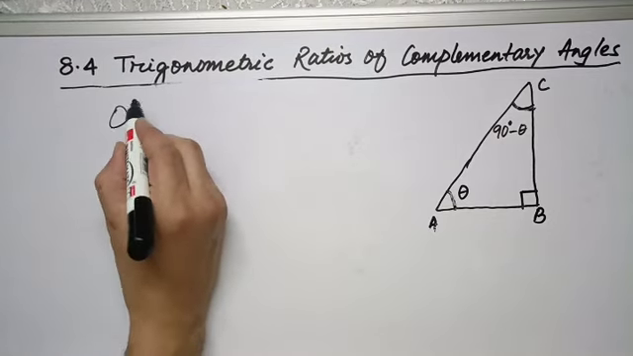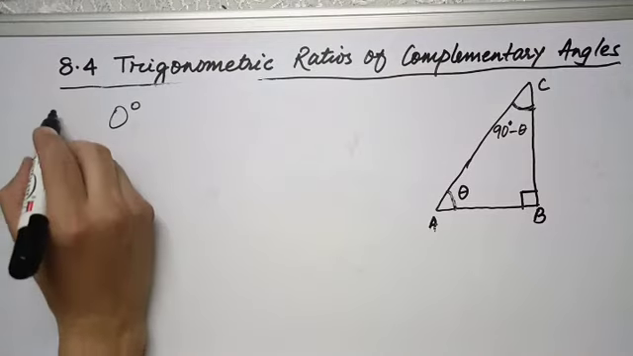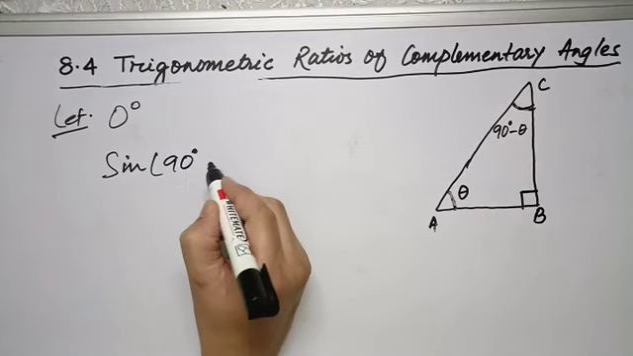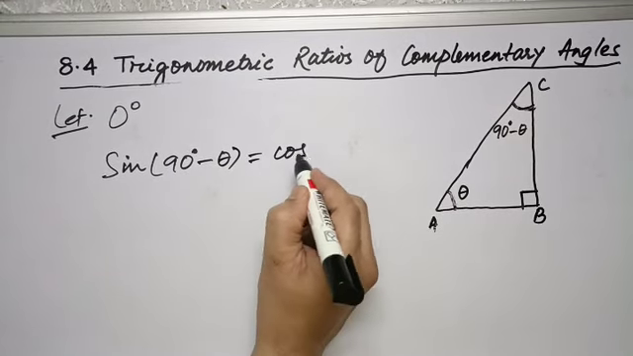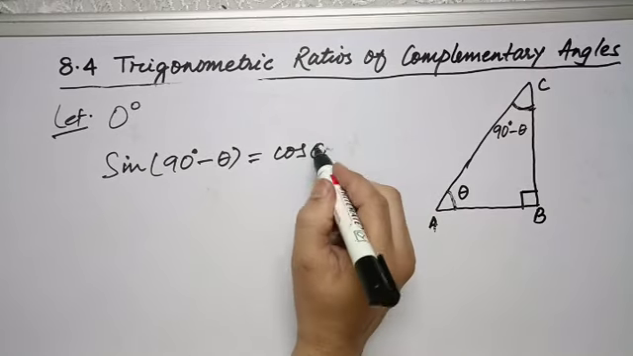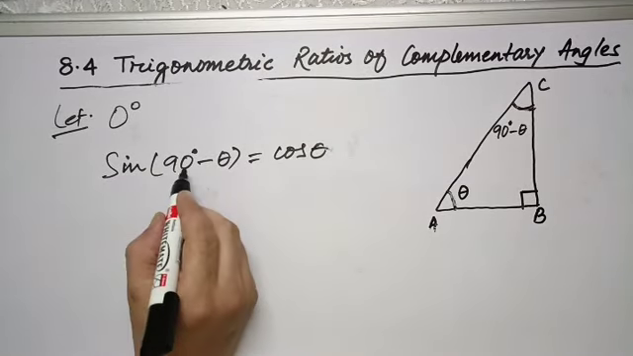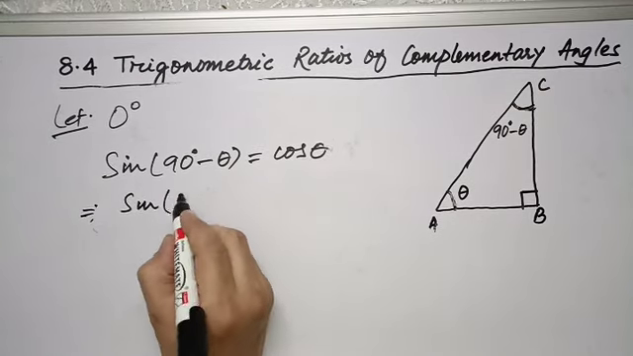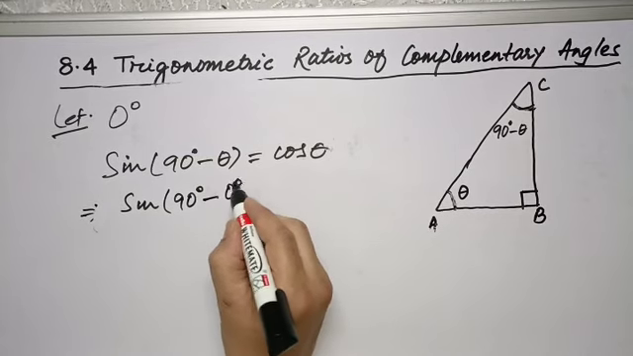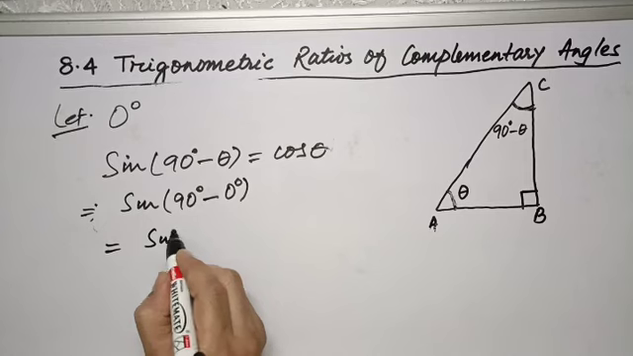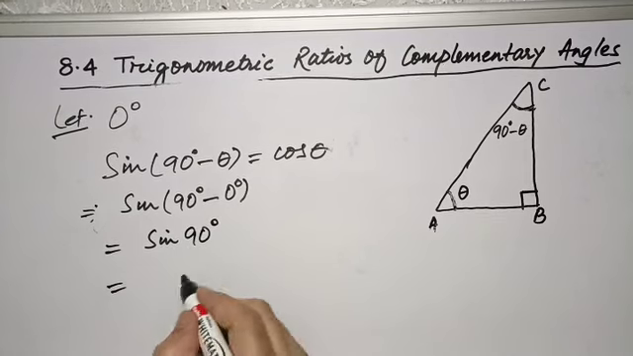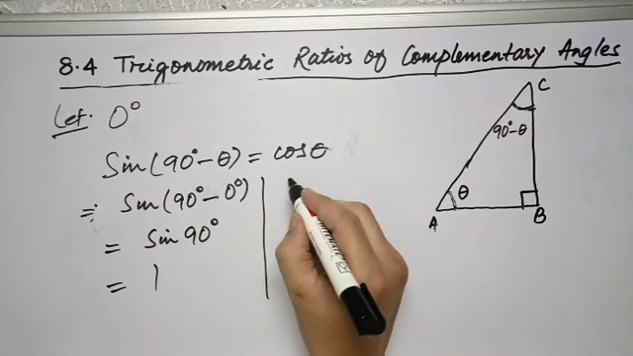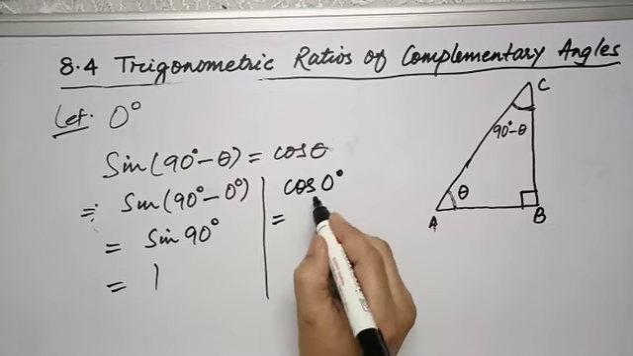Suppose I take 0 degree, let the angle be 0. Now sine (90 degree minus theta) is going to give me cos theta. Let me put the value of theta as 0 degree. Sine (90 minus 0 degree) equals sine 90, and the value of sine 90 is 1. And if I put theta as 0 on the right side, I get cos 0 degree, which is 1.